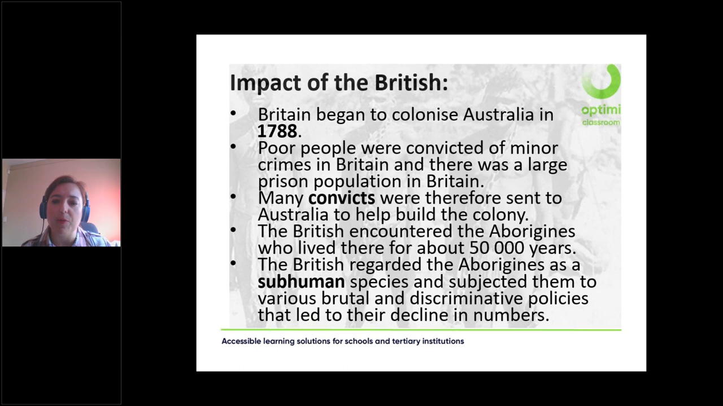The British encountered the Aborigines who had lived there for about 50,000 years. Again, about 50,000 years. If we look at things such as archaeology and oral history, where there are no written documents, we can only make estimates based on the artifacts and the oral history and things that we can actually find information on. Now, the British regarded the Aborigines as a subhuman species, not on the same level as themselves, and they subjected them to various brutal and discriminative policies that led to their decline in numbers.